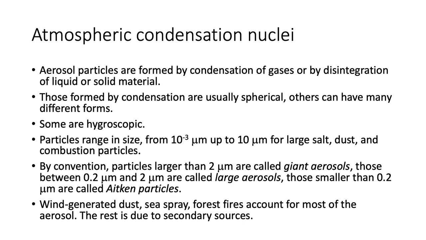A bit of terminology: when these particles are greater than 2 microns, then we talk about giant aerosols. Katie's interested in giant sea salt aerosols. Okay, so these would be in the category. We talk about large aerosols when we are between 2 microns and 0.2 microns. Anything smaller than 0.2 microns, excuse me, is called an Aitken particle. Okay.